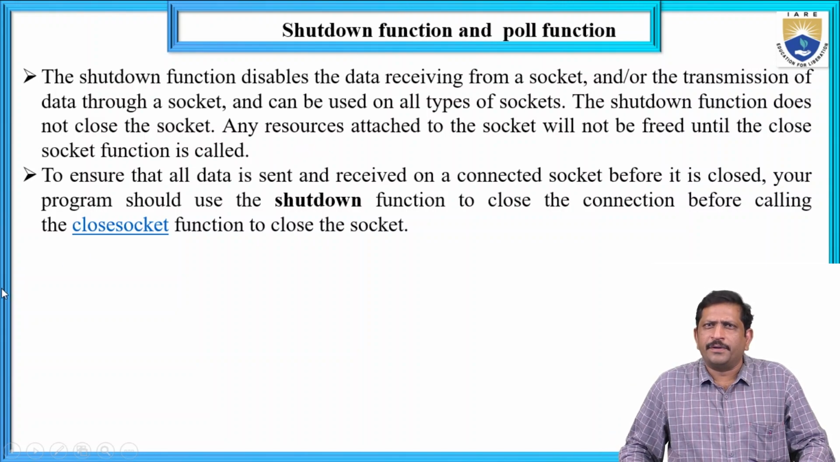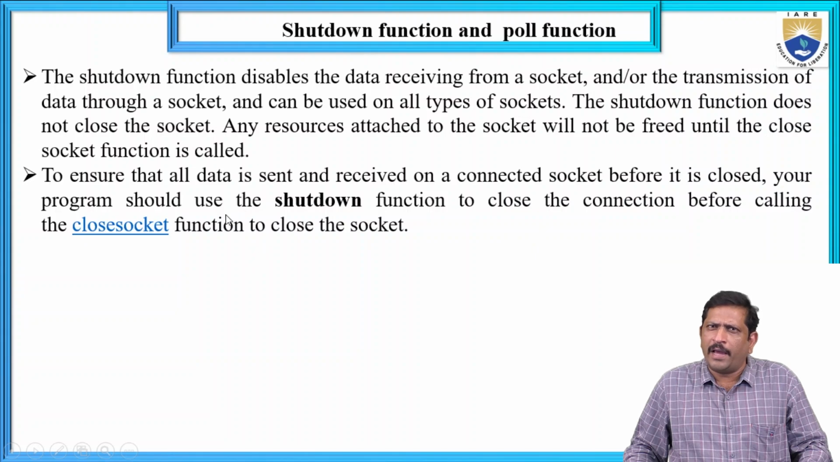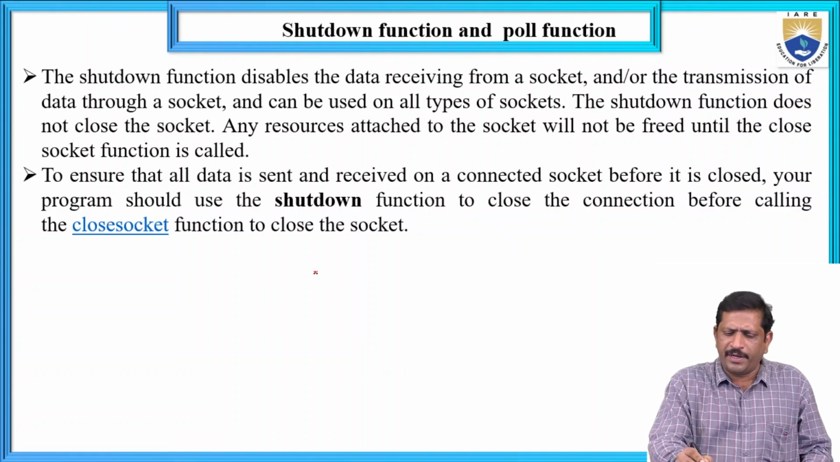The shutdown function ensures that all the data is sent and received on a connected socket before it is closed. So a program written in Unix should use the shutdown function, which closes the connection before calling the close socket function to close the other socket. Once we close the other socket, we can't receive data from the secondary devices.